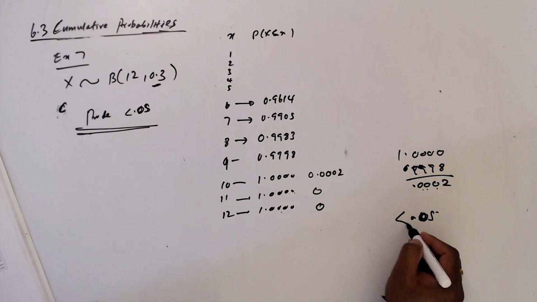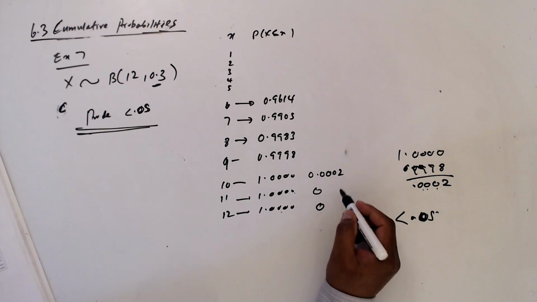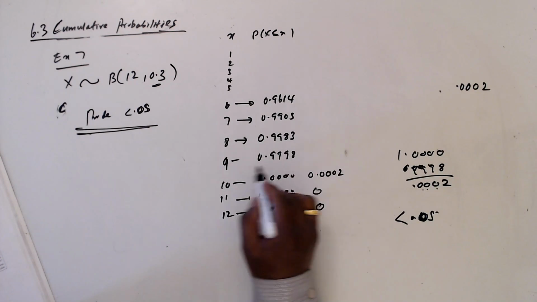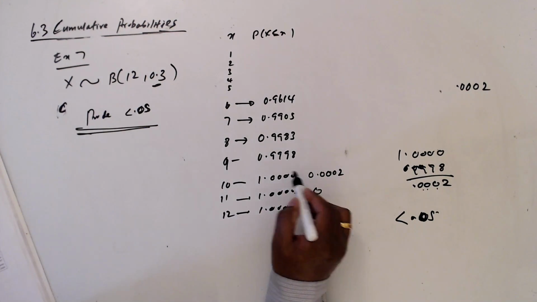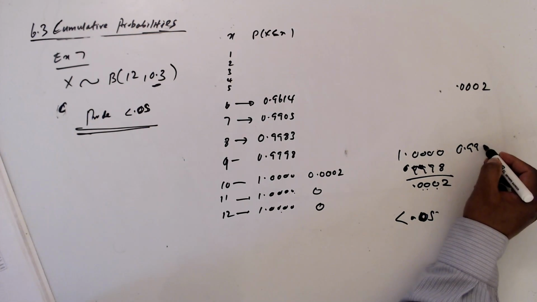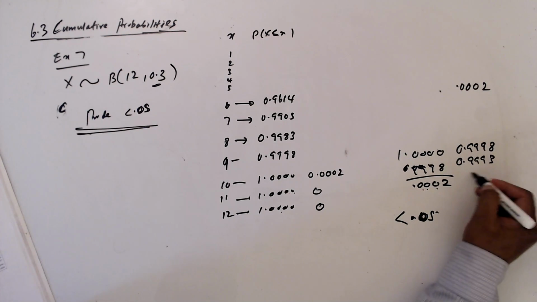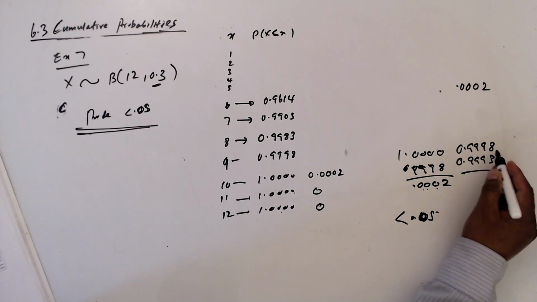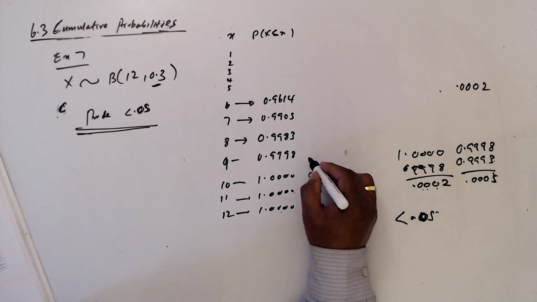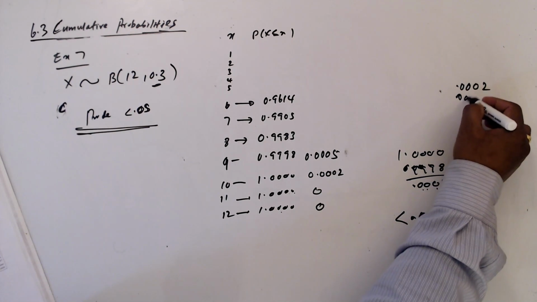Less than 0.05. Okay, so we can go further. So this is 0.0002. What is getting 9? For 9 we can take 0.9998 minus 0.993. So this is going to be 8 minus 3, 5, 0.005. So this is 0.0005. Then we can add that one as well.